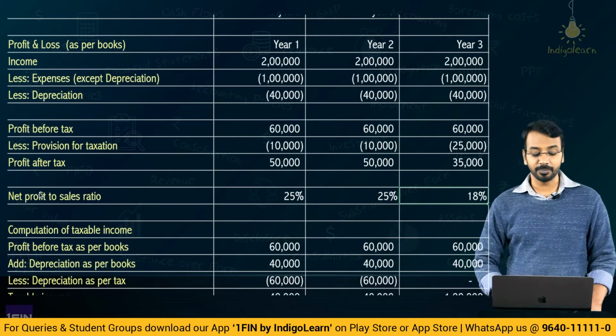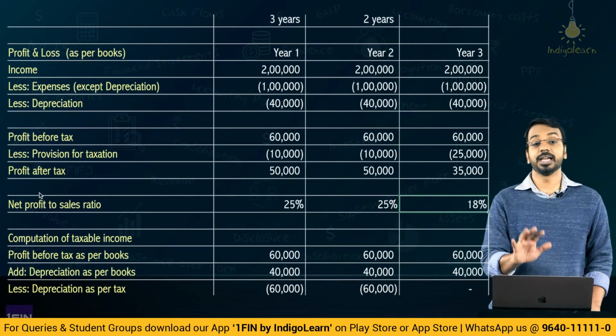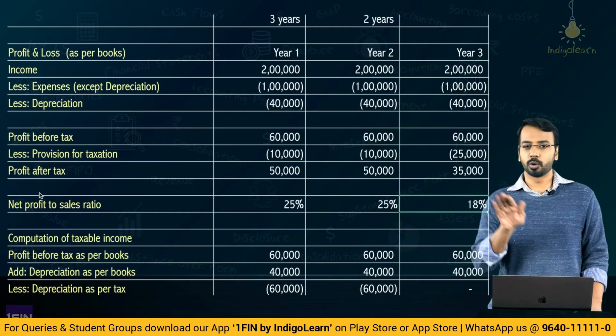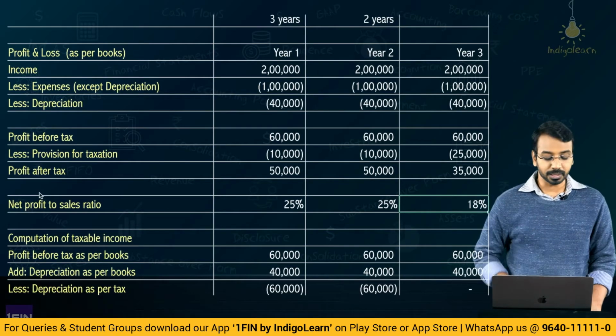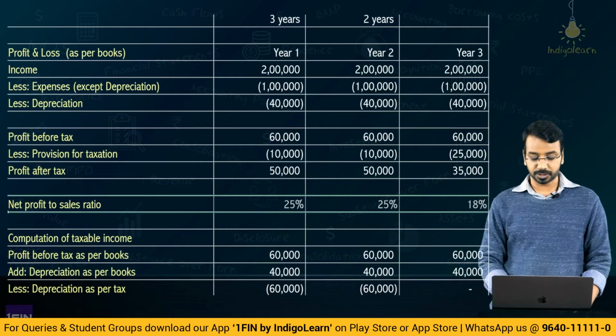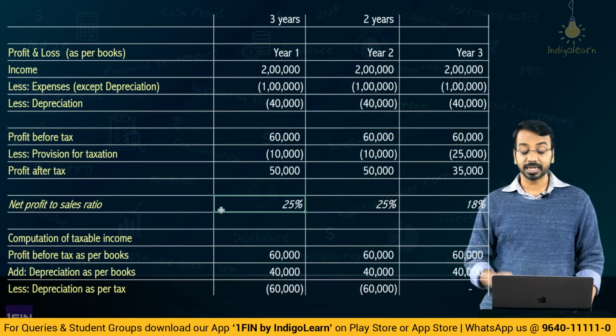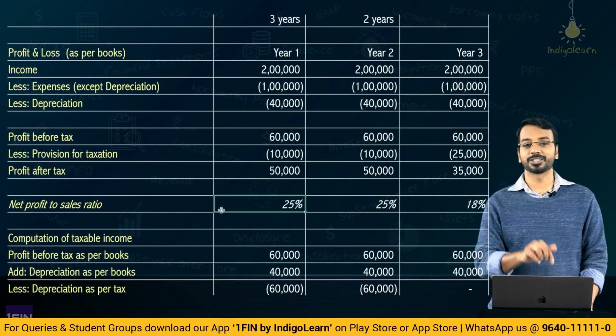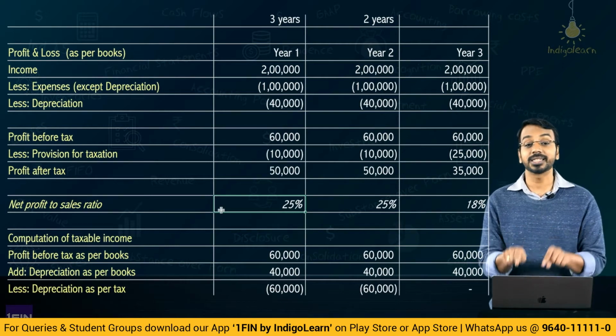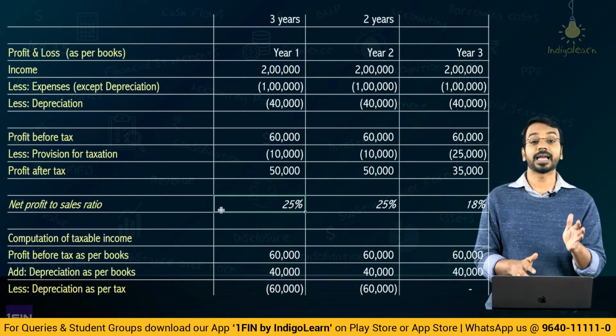But in fact, if you see, the sales have remained the same, the expenses have remained the same. There is no growth, I agree, but there is no decline as well. But the net profit gives us a different picture. The net profit makes us believe that there is a downturn in the business. The business is not doing good. And this difference has come only because of the taxation.